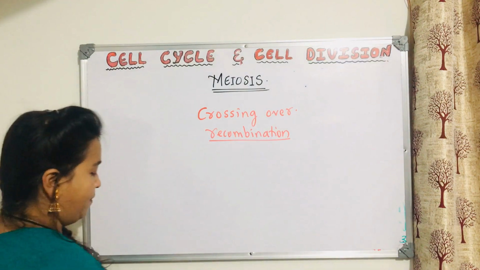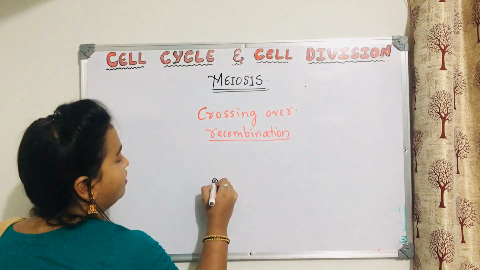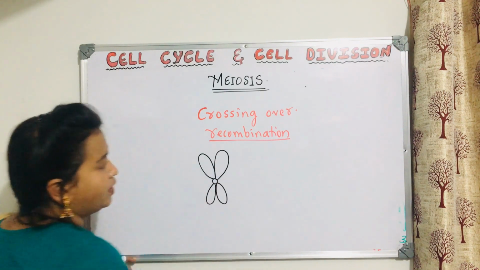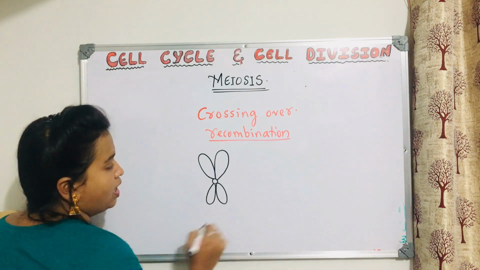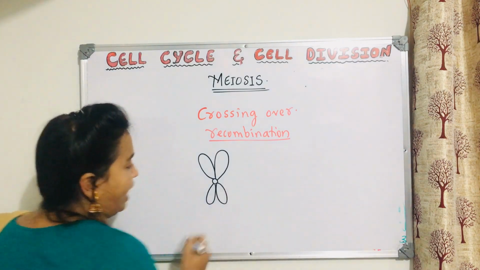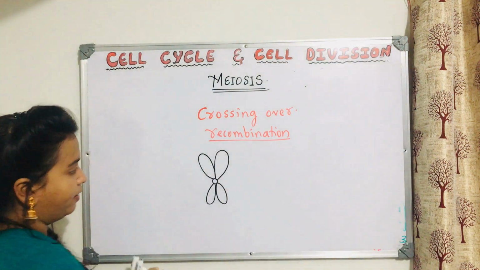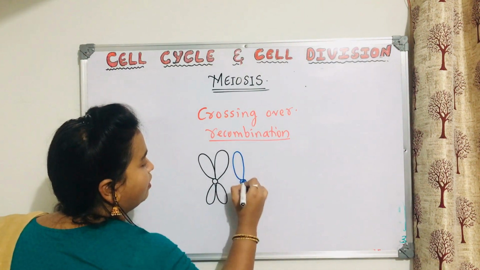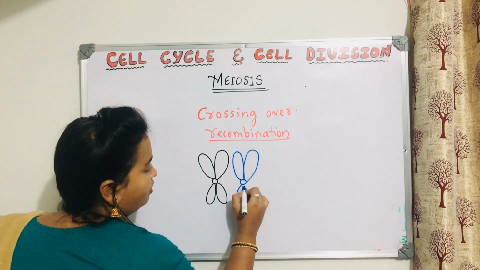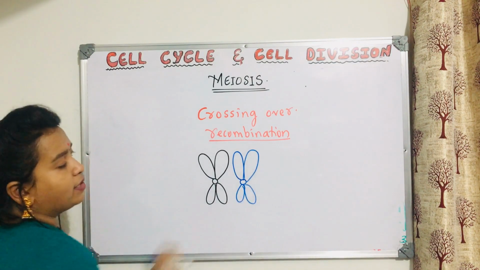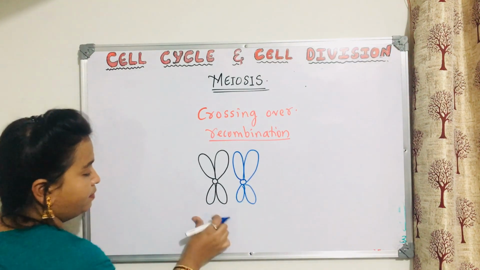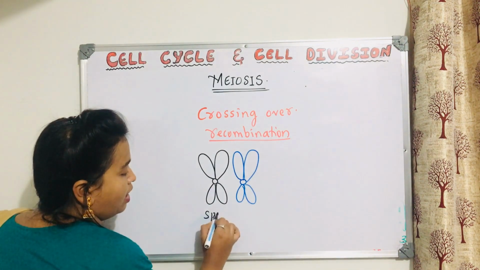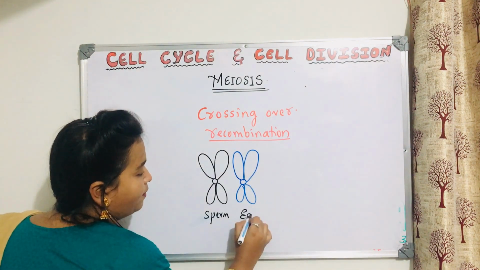Now let us consider, this is a chromosome. This is a chromosome from sperm. And the same chromosome you will find from the mother, that is from the egg. This also will have this type of structure only, right? So this is from sperm. I am talking about the zygote. So this is from sperm and this chromosome is from egg.